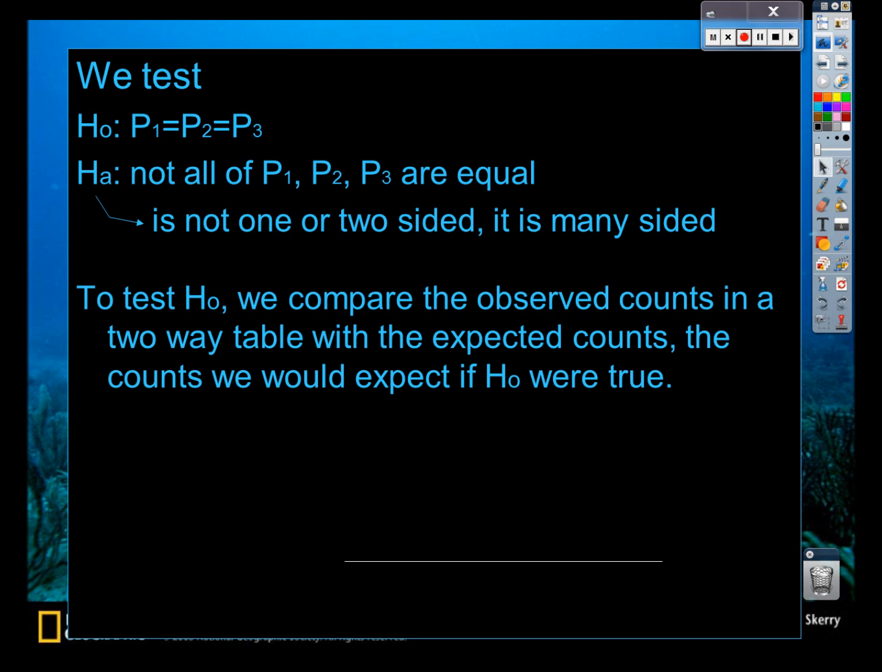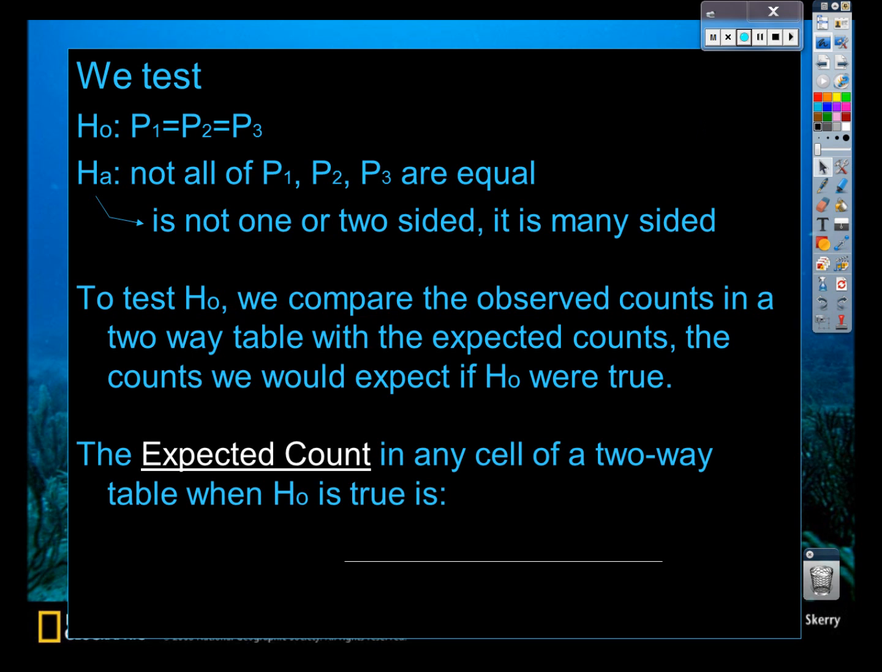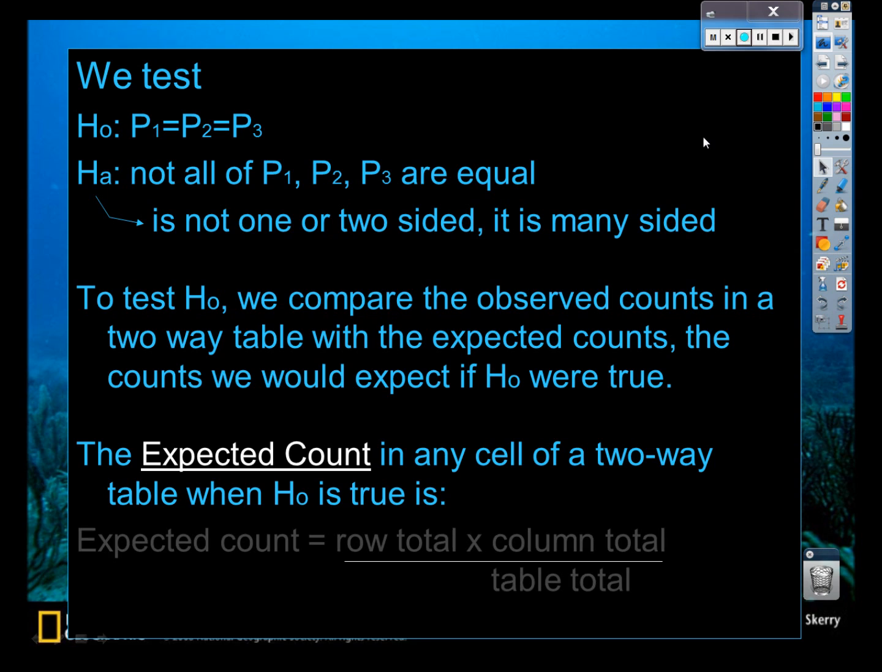In your Chi-Square test, I've given you the observed counts. You're going to need to find the expected counts. The expected counts are what we would expect if the null hypothesis were true. To do that, we're going to use a formula. Here's the formula for the expected count in all of my 6 cells in my 3x2 matrix, assuming the null hypothesis is true. You're going to take the row total, multiply that by the column total, and divide that by the table total.